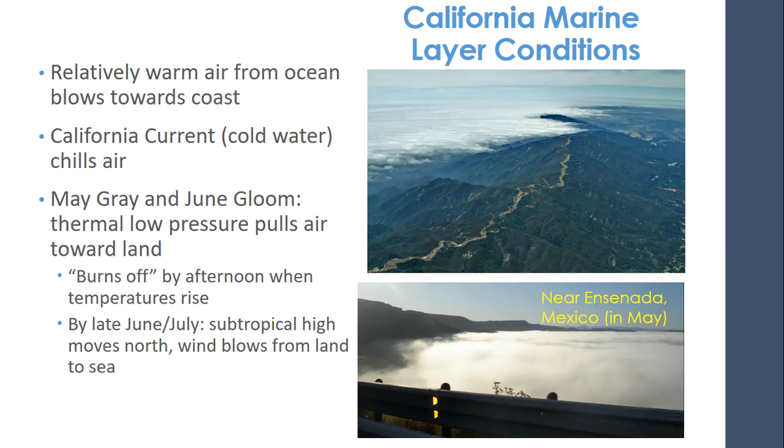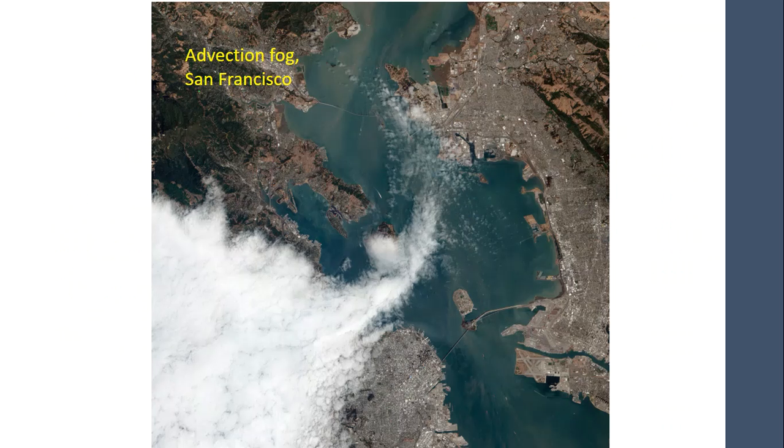And then by late June and July, that subtropical high moves north and that wind blows from the land to the sea rather than in reverse. And so that marine layer conditions of May gray and June gloom go away. Here we see advection fog.